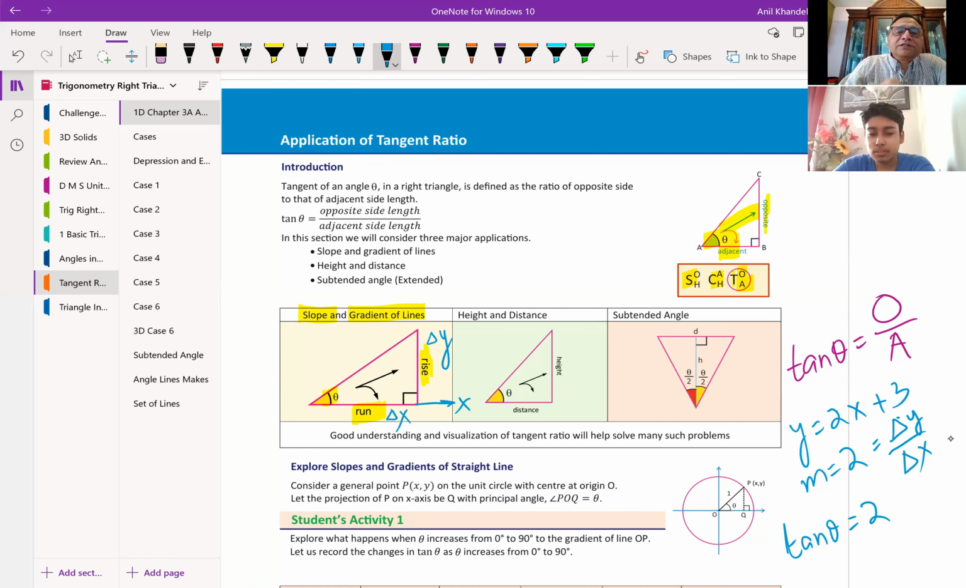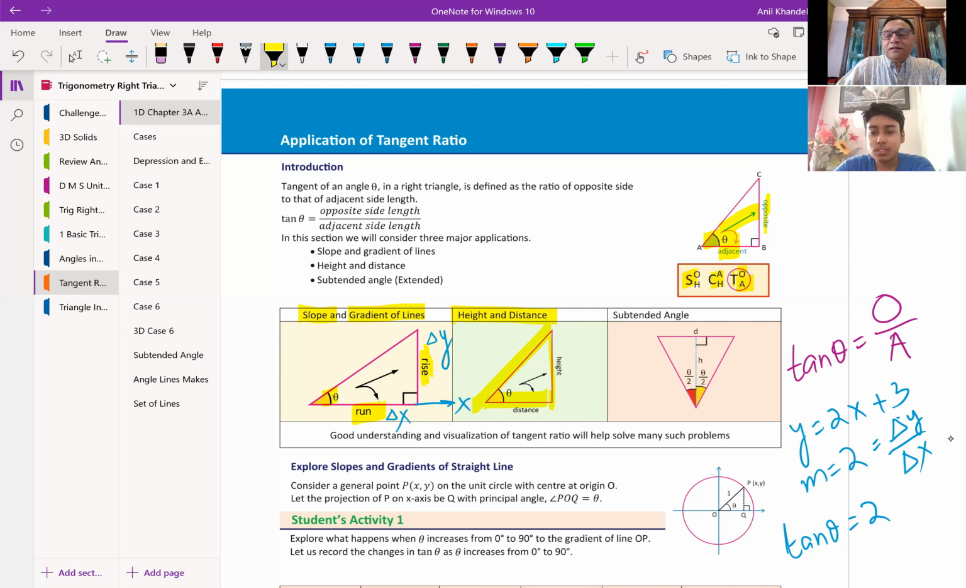The other application is height and distance questions. So, for example, if you observe something from a point and you know the angle of elevation, the angle at which you are observing, let us say a flag on top of a building, and if you know your horizontal distance from the building, then these two can relate the information. If you know the angle, you can find the height, correct? Yes, sir, because tan theta is height over distance.